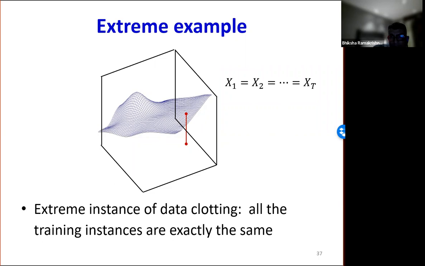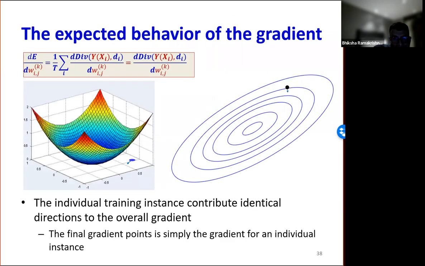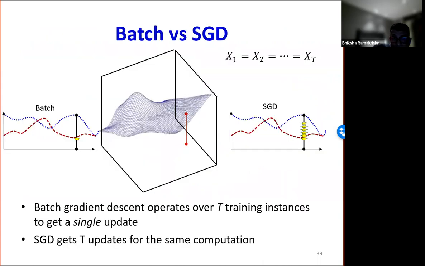So in this case, if all of them have the same divergence, the average divergence is going to be the same as the divergence for an individual instance. And that's all it is, right? And now you can see what happens.